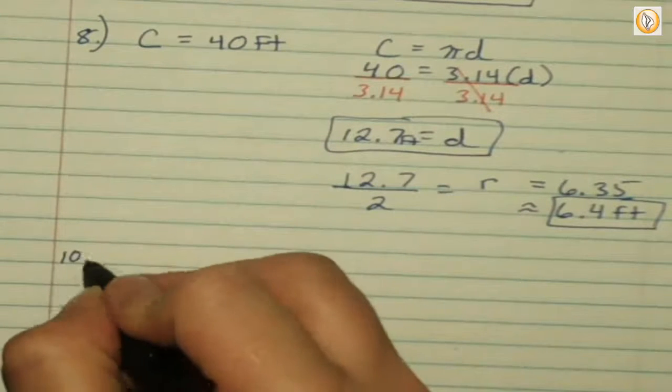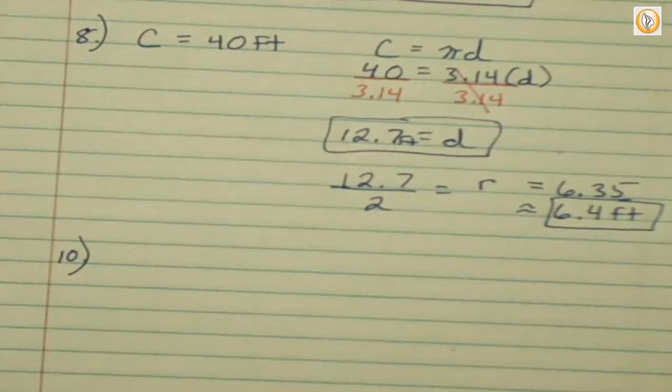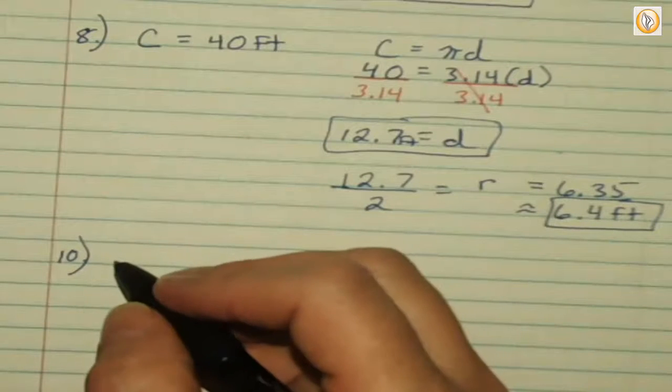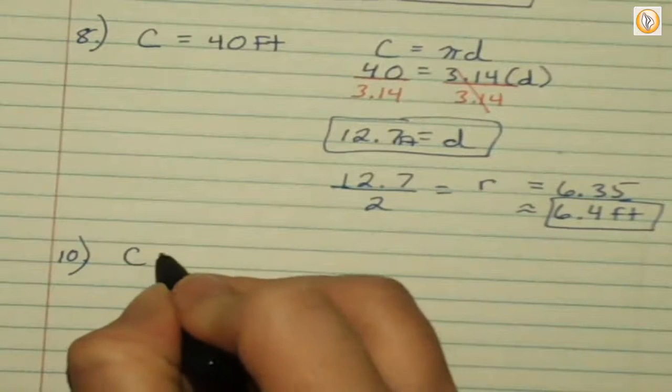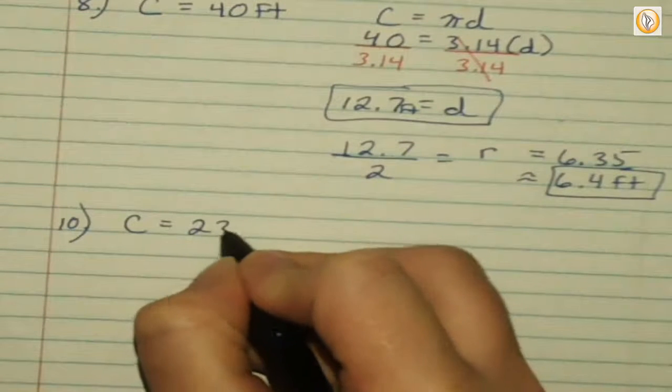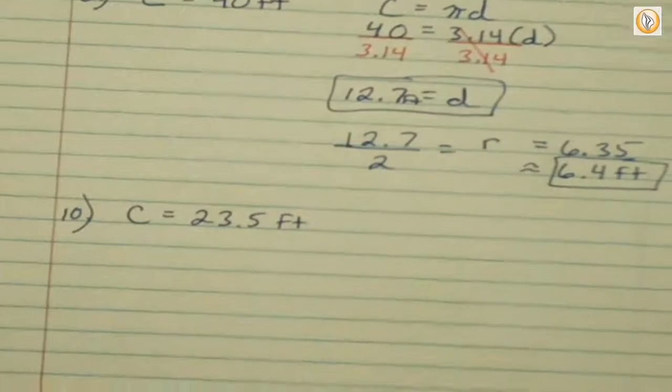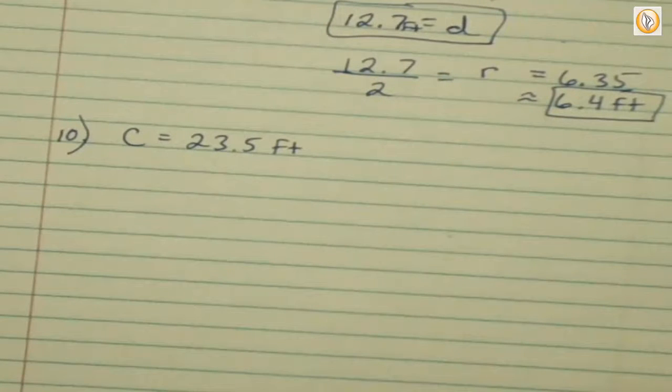All right, let's do 10. Emily, you have a calculator? Go get one. Number 10 gave us the circumference of 23.5 feet. So how do I find first diameter and then radius? We just did a problem. So if they gave us a circumference, how do we find diameter?